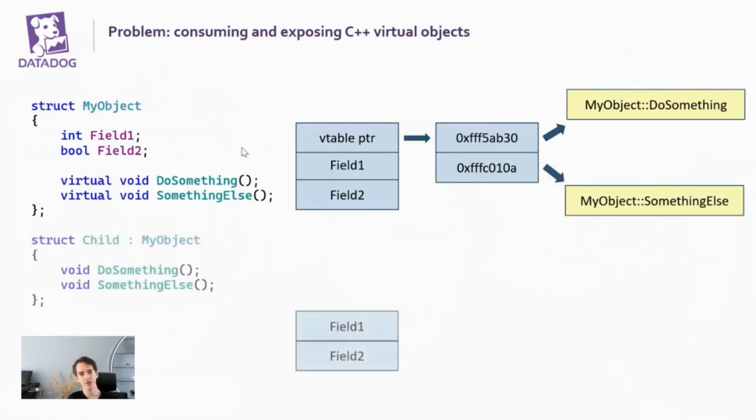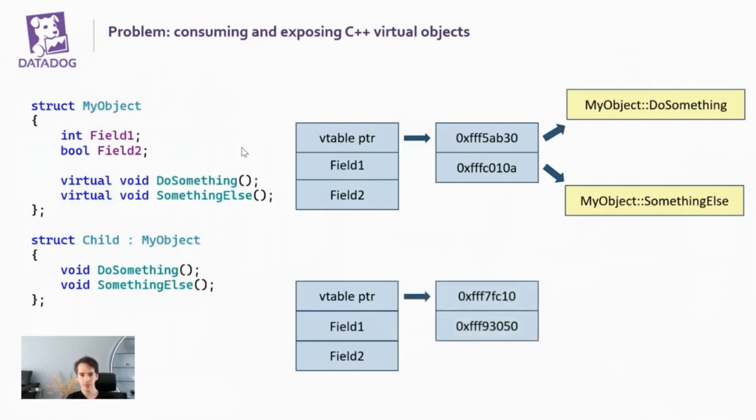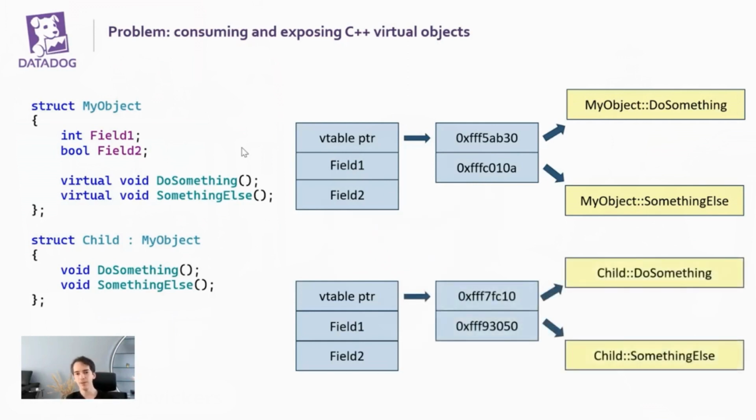And then if you declare another object that inherits from my object, which overrides the virtual methods, just like before, it's going to contain a pointer to the vtable as the first field, but this is going to be a different vtable because it will contain the implementation of the child method. And so thanks to that, whenever you are calling a method on a virtual object, this is not going to be compiled as a direct call, but rather as an indirect call through the vtable.